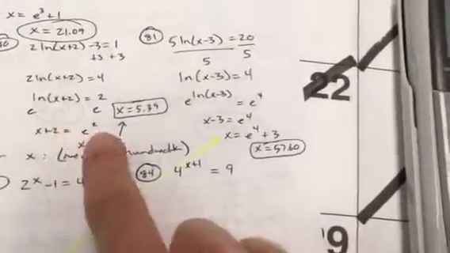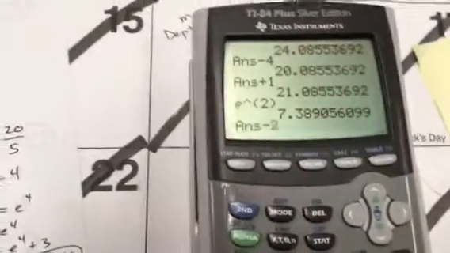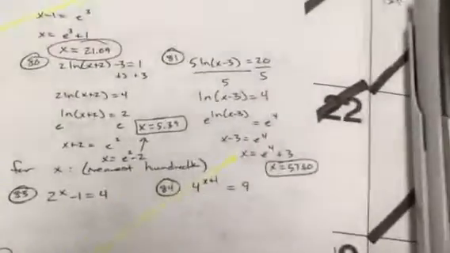What do I need to do? I need to subtract 2. And you're just going to hit minus 2, enter. 5.39 is how that would round.